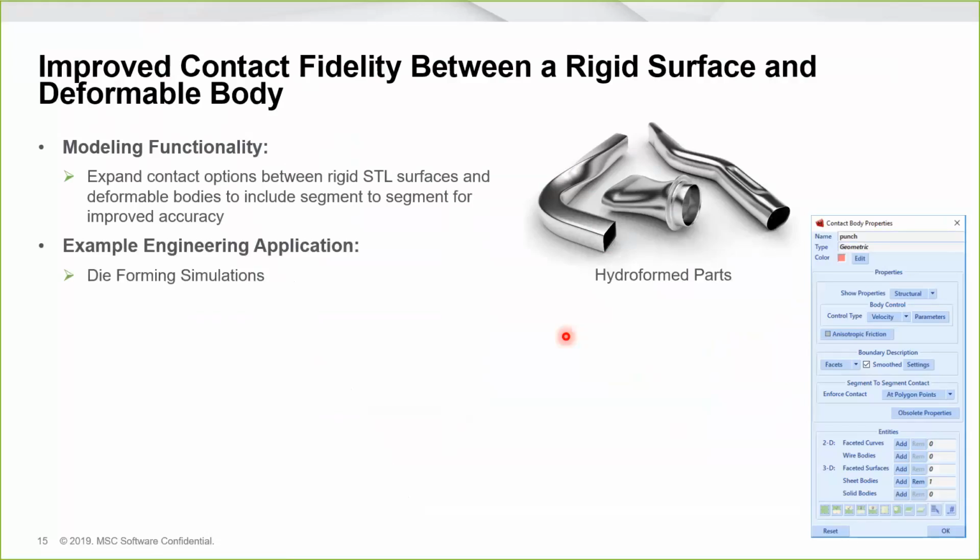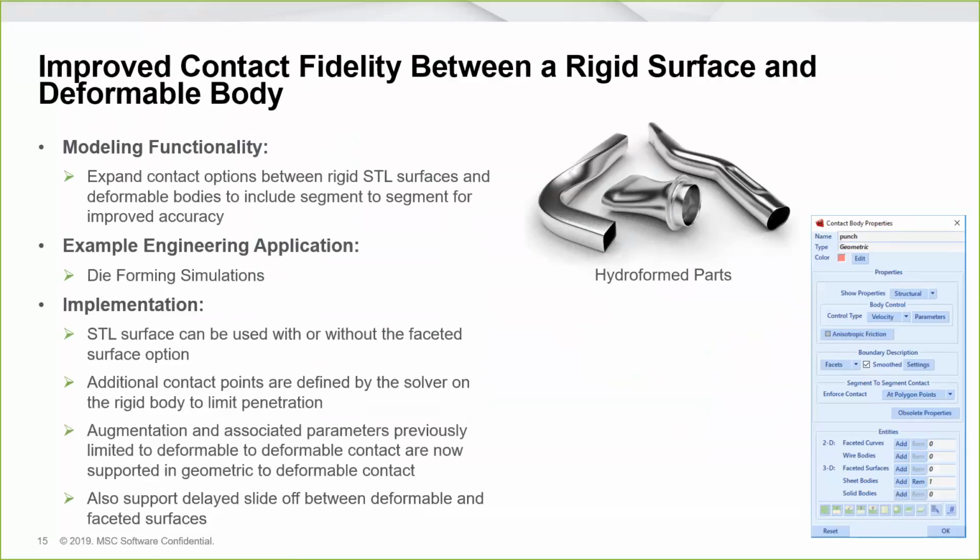An engineering example of this would be a die forming simulation. When implemented in this scenario, the STL surface can be used as is, or you can use the faceted surface option if you still choose to use that one. Additional contact points are defined by the solver on the rigid body to limit penetration. This means that there is no user input required in this case. It does it automatically for you.